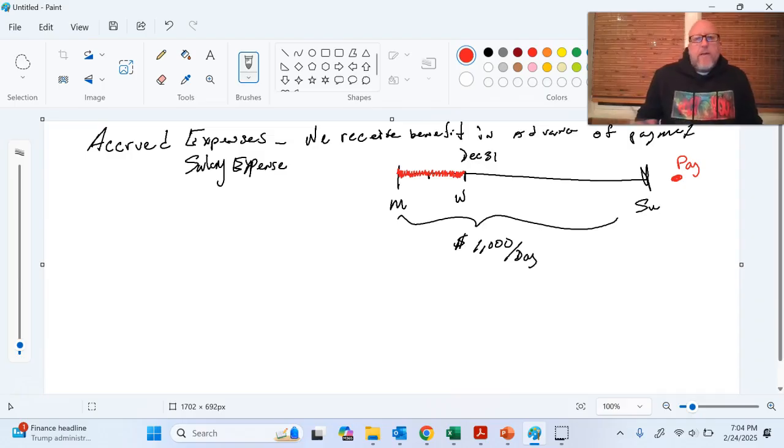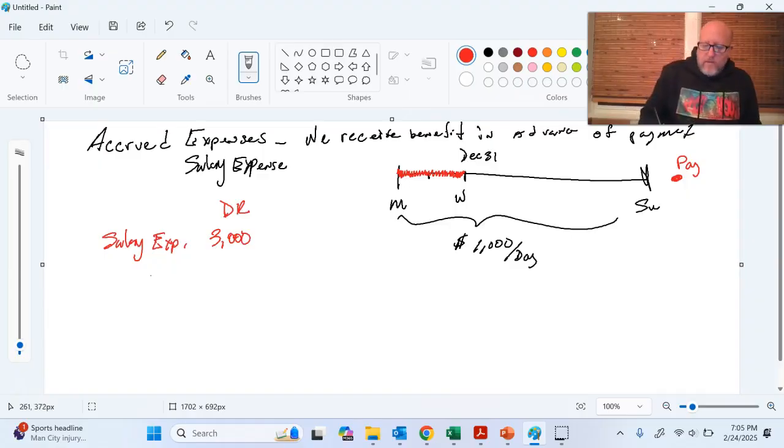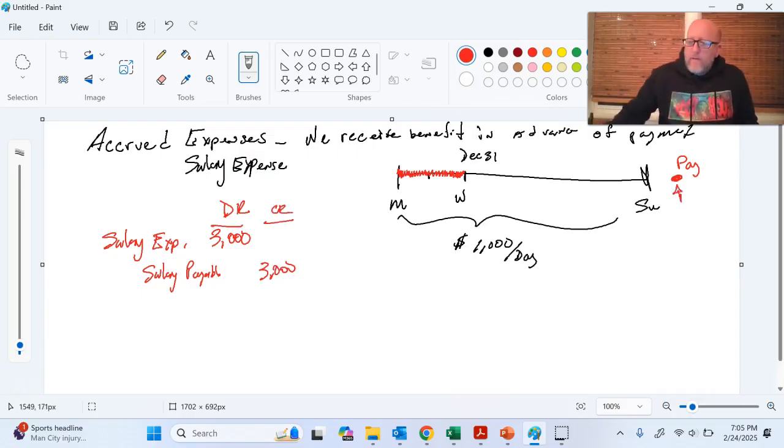And that adjusting entry in this particular example would be salary expense. If they're paid $1,000 a day and they work Monday, Tuesday, Wednesday, it would be salaries expense, $3,000 debit, and salary payable, $3,000. Right? Because we're not paying until way later.